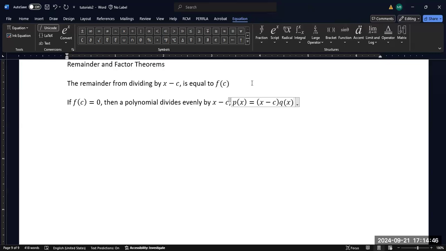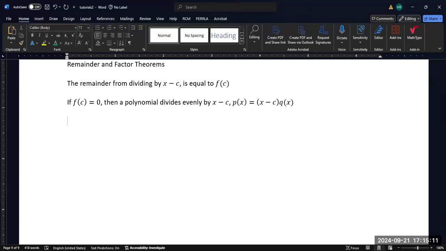So that's why these are related to each other. If the remainder is 0, then x minus c is a factor. And that is also equivalent to saying that if I evaluate the function and I get a 0, then I also have this as the remainder. So the remainder and factor theorems are closely related, and sometimes that makes it easier for us to test functions, particularly when you get a lot of experience and practice doing synthetic division.